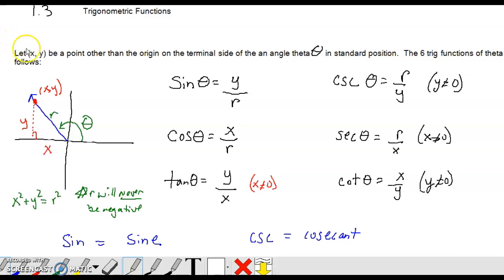So we left off on the last one trying to find the 6 different trig functions of any kind of theta. Now we're going to focus on trying to find the trig functions of a specific angle. And we're going to work on an angle that is known as quadrilaterals, or not quadrilaterals, quadrantal angles.